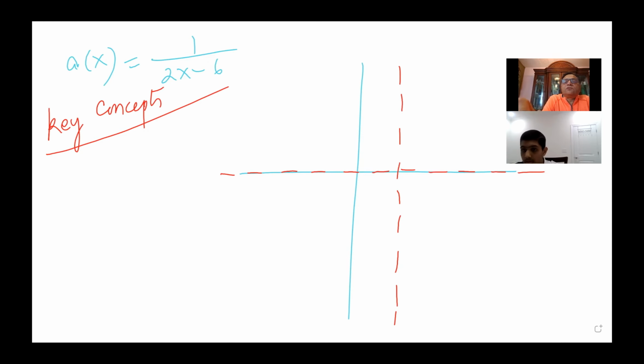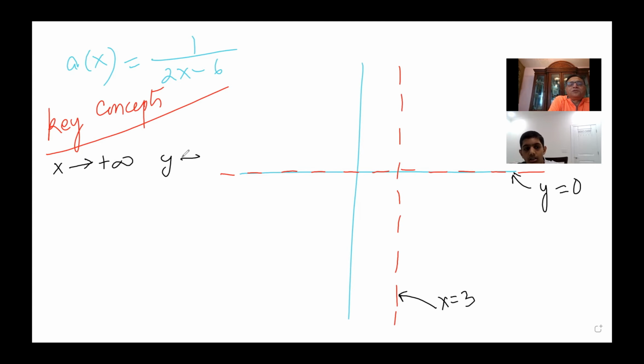Abhinav, what is the equation of the vertical asymptote? X equals 3. What is the equation of the horizontal asymptote? There is no horizontal asymptote. There is, y equals 0. How did we figure this out? When x approaches positive infinity, y approaches 0, correct? When x approaches negative infinity, y approaches again 0. We did that just now, correct?